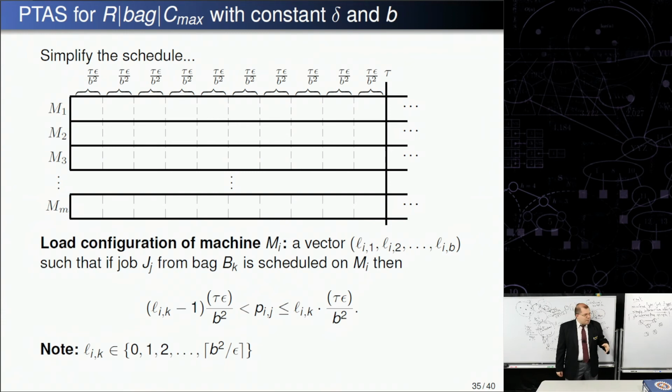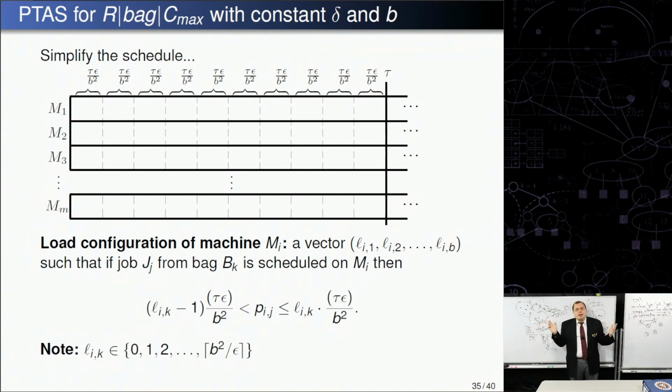And what I'm going to do is try to fit jobs into slots of increments of tau epsilon over b squared. I'm going to encode this as something called a load configuration for a given machine. So what does that mean? I'm going to give you a vector. It's going to have b components or b positions in it. And the numbers are going to take on a value from 0 up to b squared over epsilon, rounded up.